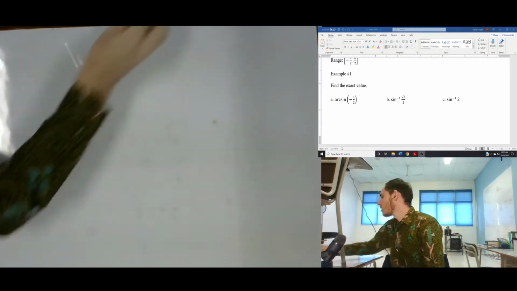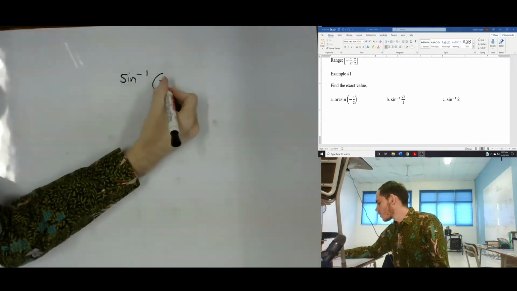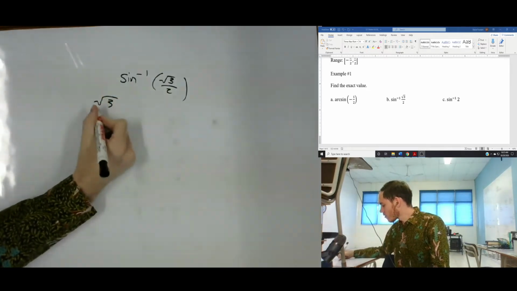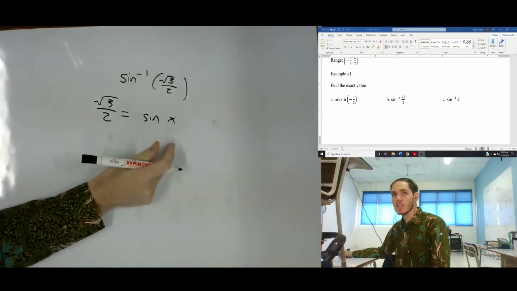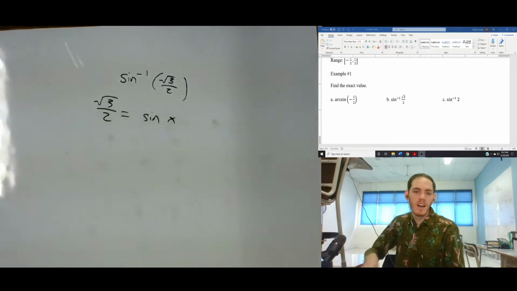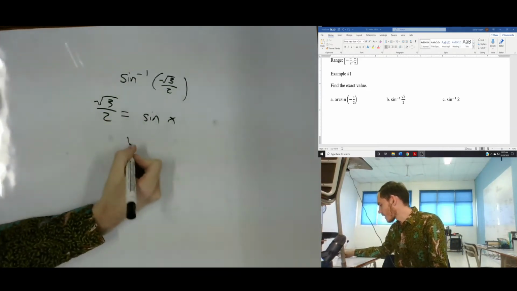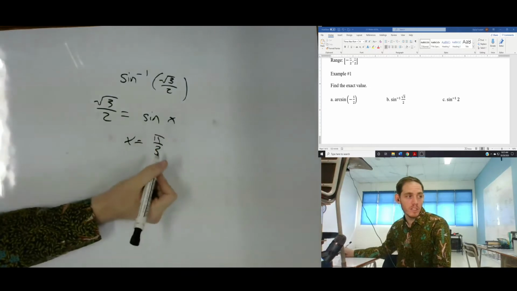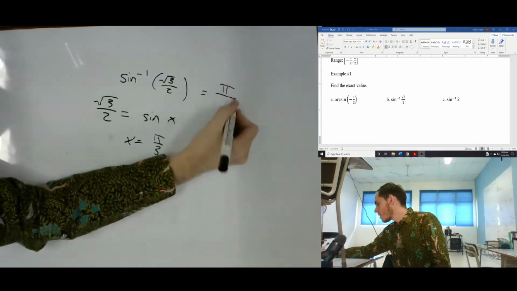Okay, what about sine inverse of root 3 over 2? Great question. Sine inverse is the same thing, so you do root 3 over 2 equals sine of x. So what does x equal? Sine of x equals root 3 over 2, so x equals pi over 3. We know this from our unit circle. So our answer is pi over 3.